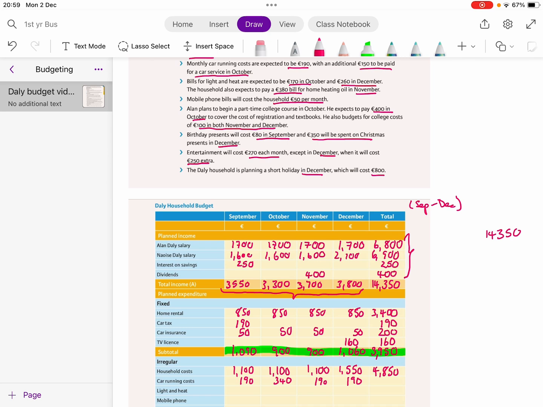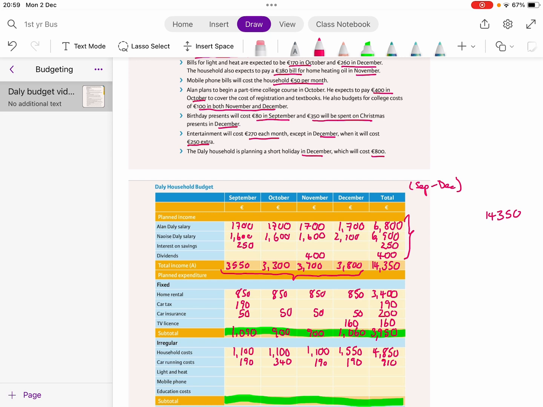And my total then, girls, is 910. Okay, and again I'm ticking that off because I have that done.